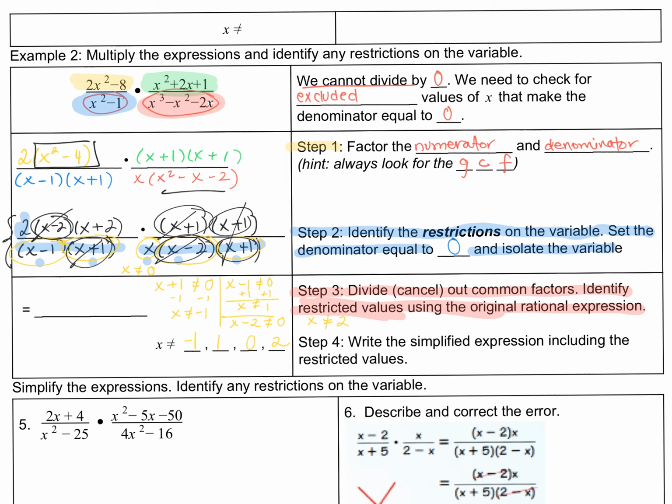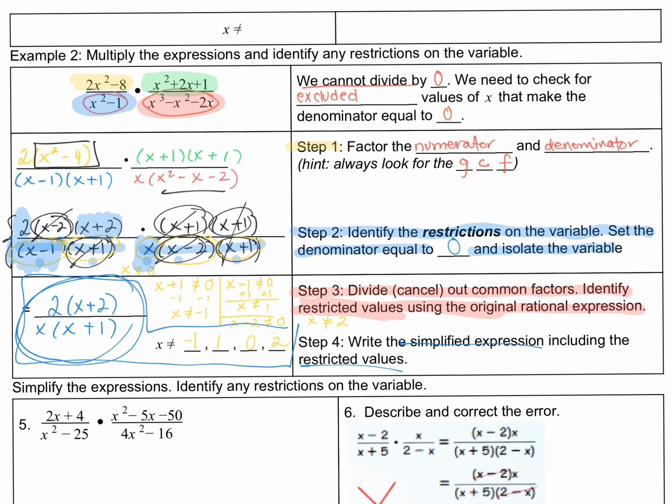What I have left over is this 2 on the top, the x plus 2, the x minus 1, and the x. So my simplified answer is 2 times x plus 2, over x times x minus 1. So we have our simplified expression, and we also have our restricted values. And when we write our solution, we need to have both things. We have to have this simplified form here, and we have to include our restricted values.